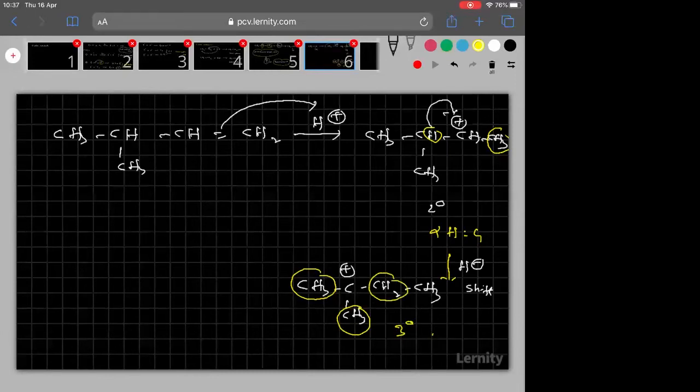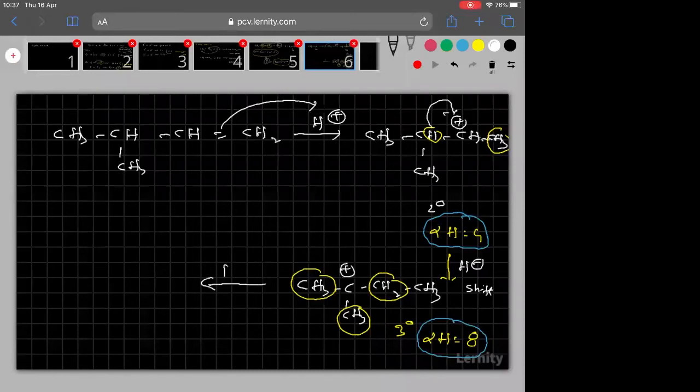So total 8 are there alpha hydrogens. See clearly, previously 4 were there, now 8. As the number of alpha hydrogens increases, stability of carbocation also increases. So the carbocation which is formed after doing hydride shift is the more stable carbocation.